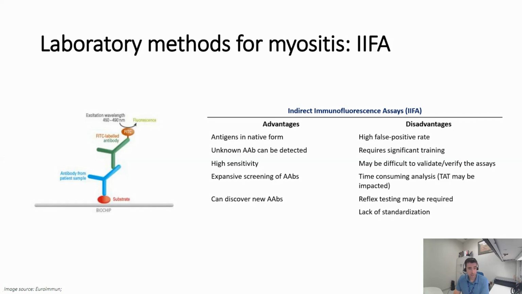The disadvantage is that there is a high false positive rate because there's a bit more background, and there's a greater chance that the antibodies in the patient sample can actually bind non-specifically to components within that chip. It does require significant training, given that the interpretation is subjective or can be more subjective than a line immunoassay. It may be difficult to validate and verify the assays. Analysis can be time consuming. Reflex testing may be necessary, which is to say that if additional confirmatory testing is required, that may increase the turnaround time. And there is a general lack of standardization for these assays.